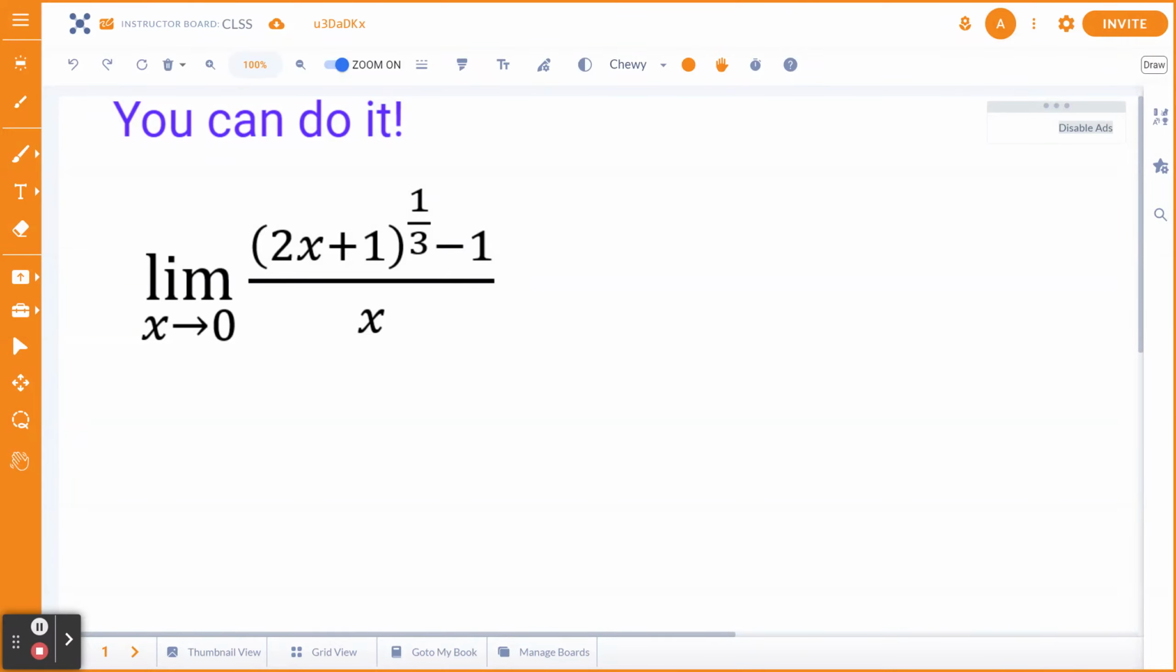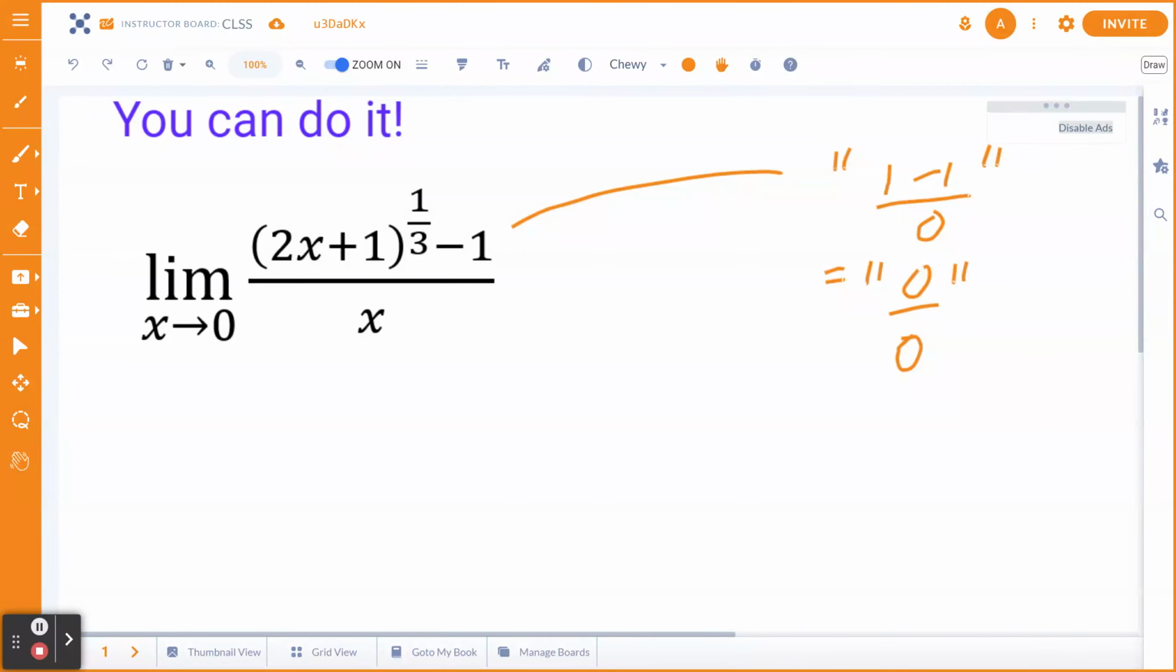Step 1, if you plug in x to be 0, you would discover this equals 2 times 0, which is 0, 0 plus 1 is 1, 1 to the power of 1 over 3 is going to be 1. And you take that minus 1, divided by 0. And of course, this basically will give you one of the 7 indeterminates, which is 0 divided by 0.